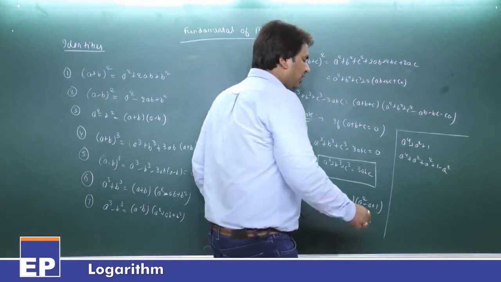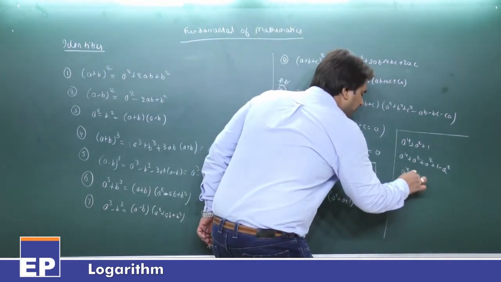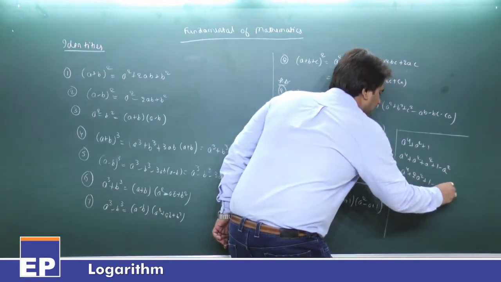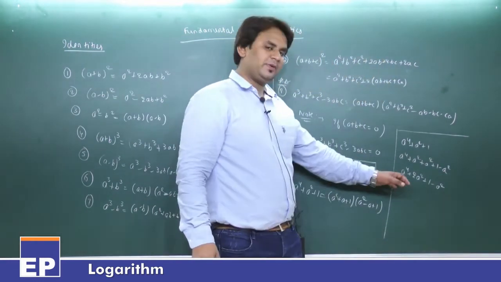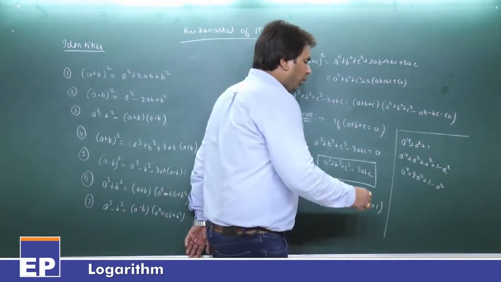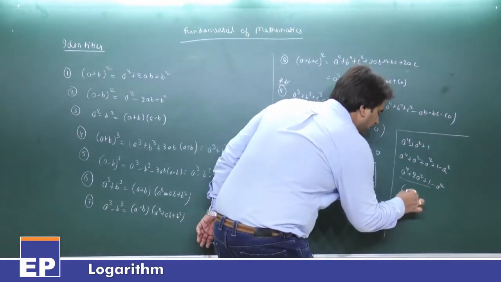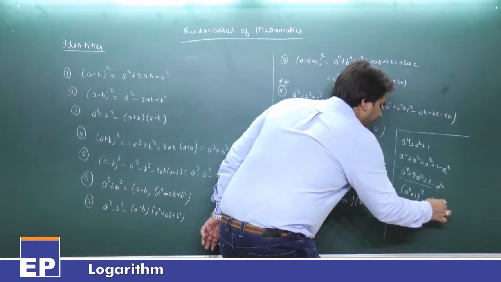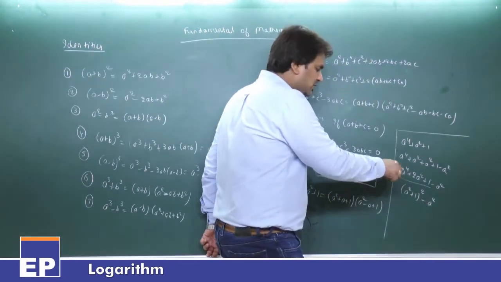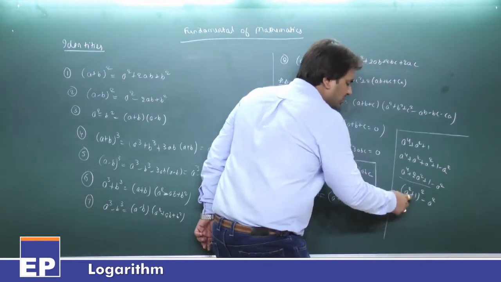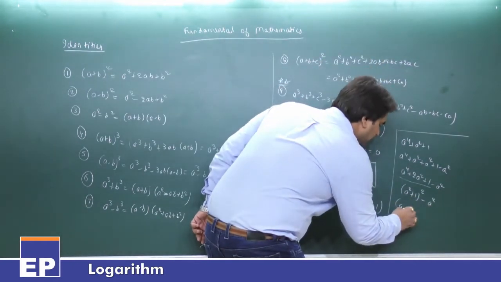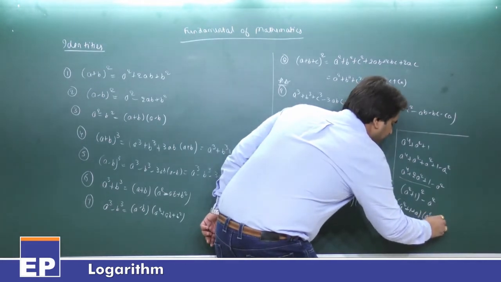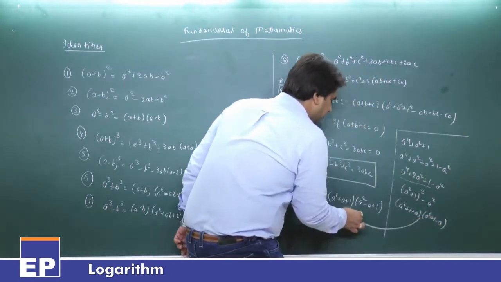Okay, so what will it become? It will become a to the power 4 plus 2a square plus 1 minus a square. What will it become? It will become a square plus 1 whole square minus a square. Now a square minus b square is what? A plus b into a minus b. So a square plus 1 plus a into a square plus 1 minus a. So it will become this formula.